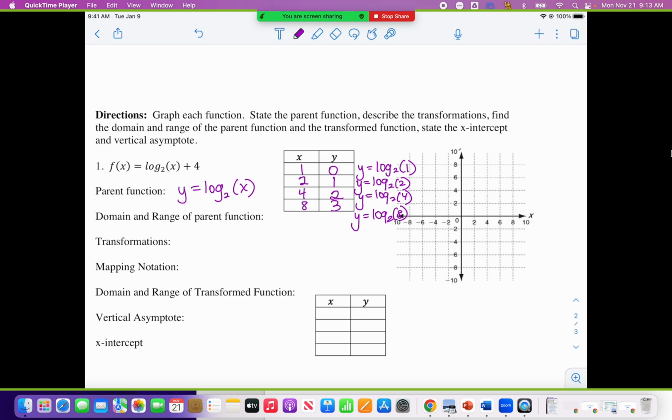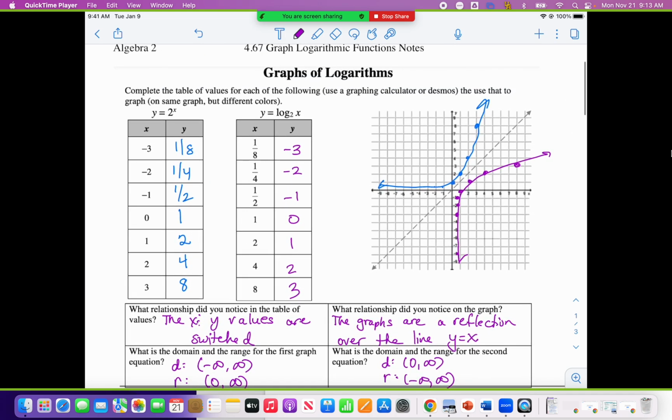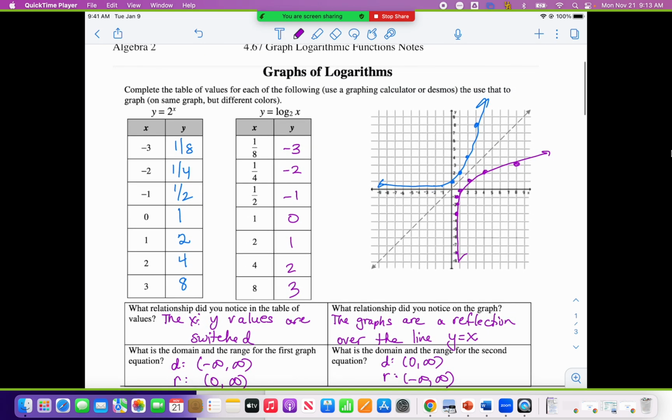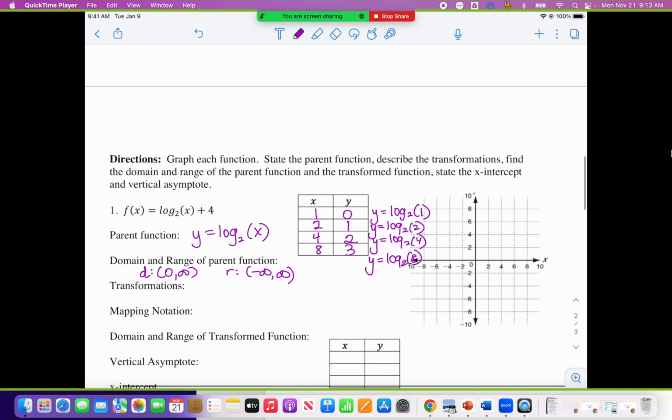What are the domain and range of this parent function? Remember, logs are 0 to infinity, and the range is negative infinity to infinity. If you're asking me, how do I know that? We just did this together right here. We just graphed y equals log base 2 of x and said the domain is 0 to infinity and the range is negative infinity to infinity. Now, what are the transformations? What's happening to f of x?